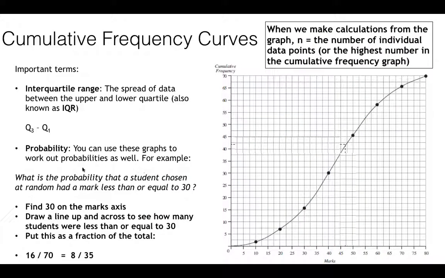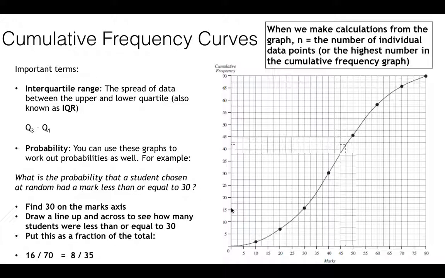You can also work out probabilities, and this is really quite useful. So, for example, in this case, maybe I say, what is the probability that a student chosen at random? So I line up all these 70 students, and I'm just going to pick one at random. What is the probability that I pick someone who had a mark less than or equal to 30? So I find 30 on the marks axis, and I draw a line upwards this time, and then I draw a line across, and it hits around about 16.